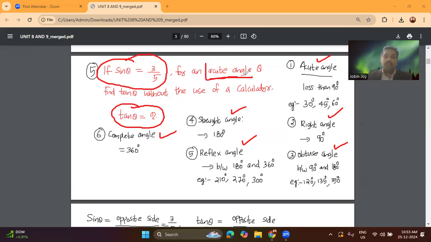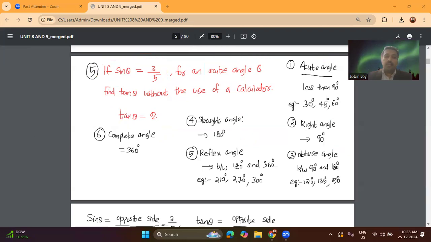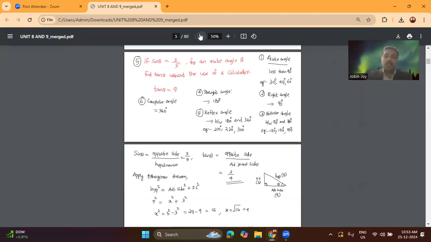So here, in the question, it is given that for an acute angle, meaning the angle less than 90 degrees, that means 30 degrees, 45 degrees, 60 degrees, etc., sine theta is given. Sine theta is equal to 3 by 5. We know that sine theta is equal to opposite side divided by hypotenuse. So it is given that sine theta is equal to 3 by 5. That means opposite side is 3 units and hypotenuse is 5 units.